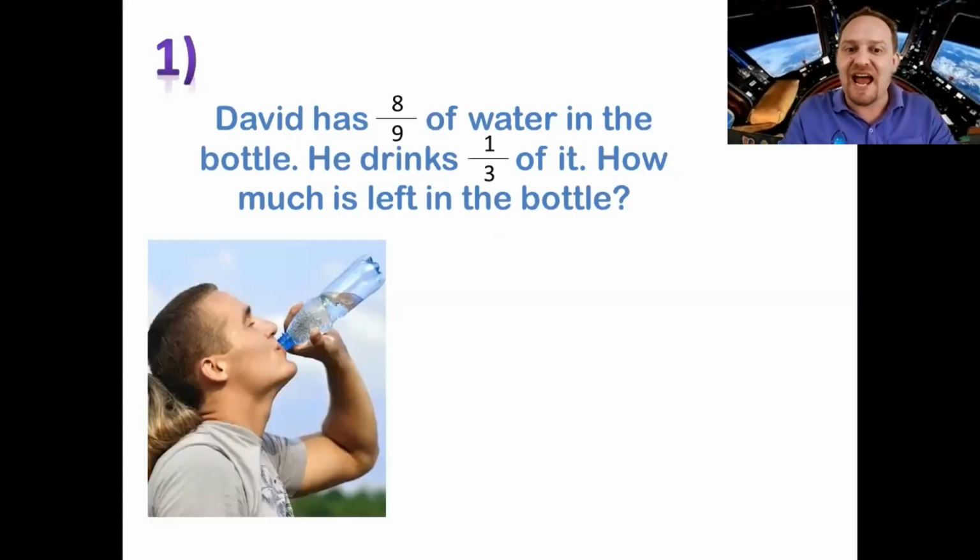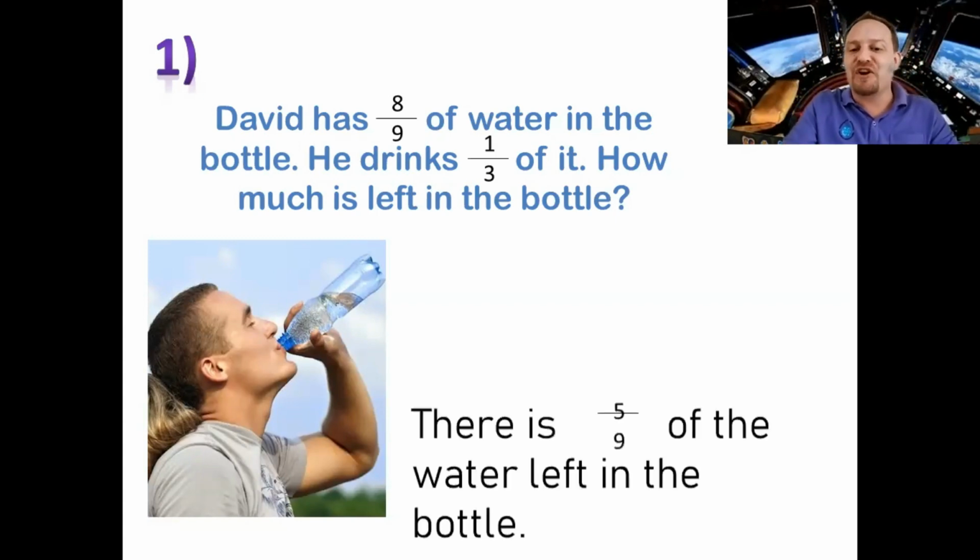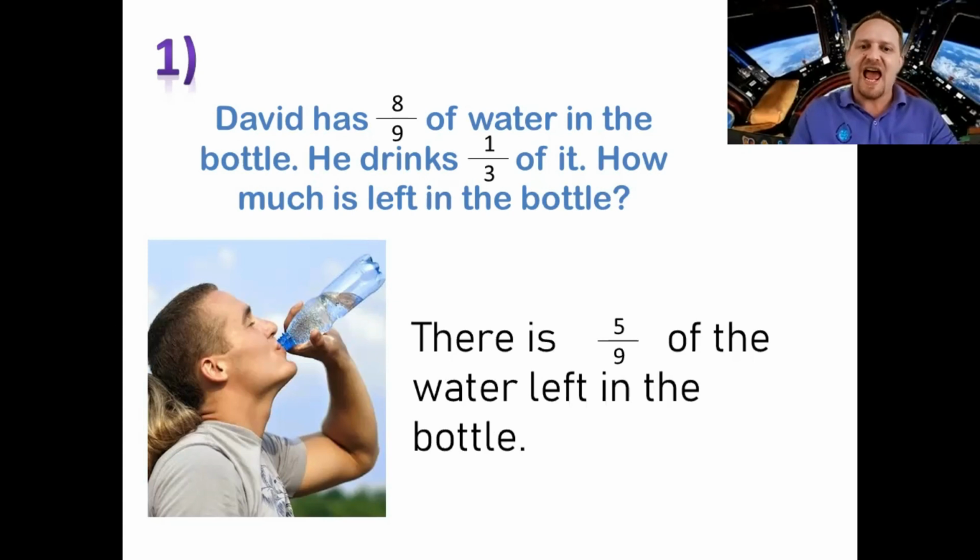It said David has 8/9 of water in the bottle. He drinks 1/3 of it. How much is left in the bottle? Okay, remember the key word here is left. How much is left? That would indicate subtraction, wouldn't it? So if we did 8/9 minus 1/3, we would have got 5/9. And guys, your sentence could look like this. There is 5/9 of the water left in the bottle. Okay.